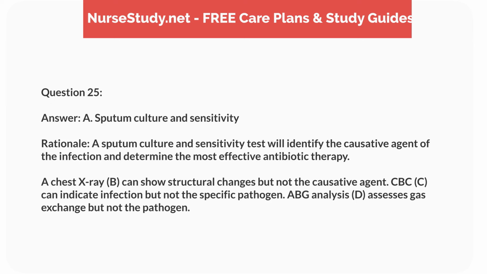Answer: A. Sputum culture and sensitivity. Rationale: a sputum culture and sensitivity test will identify the causative agent of the infection and determine the most effective antibiotic therapy. A chest X-ray, B, can show structural changes but not the causative agent. CBC, C, can indicate infection but not the specific pathogen. ABG analysis, D, assesses gas exchange but not the pathogen.